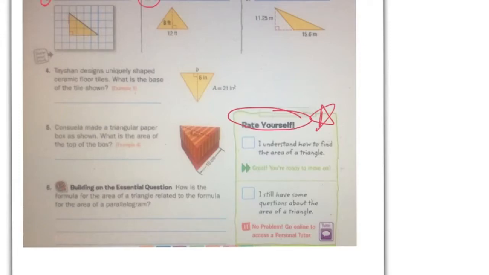1, 2, and 3 are simple area problems. Number 4, you are going to be finding the missing measure of the base. So remember, in that case, you will set it up area, so 21 equals base times height, which is 6 times b over 2. And remember how we taught you how to solve it on the previous screens.